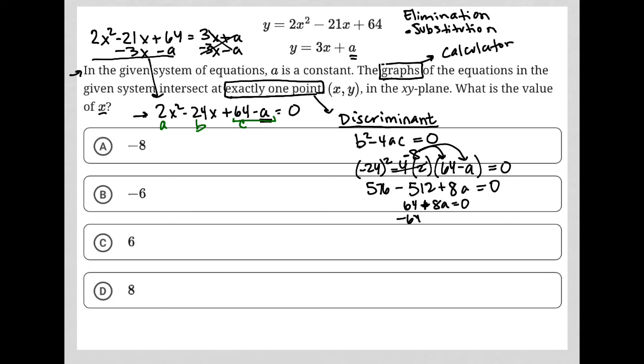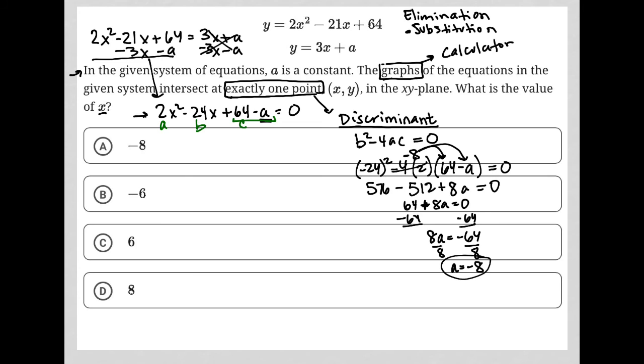I can then subtract 64 from both sides. And I have 8a equals negative 64. And therefore, a equals negative 8. So that's the value of a. So now I have exactly what I need to use in my graphing calculator.